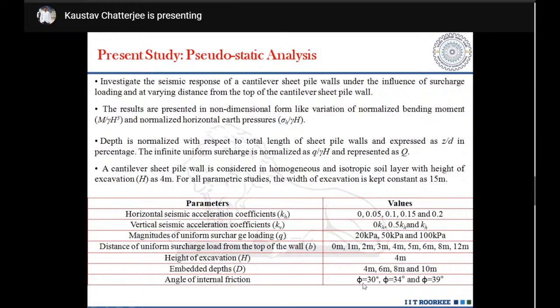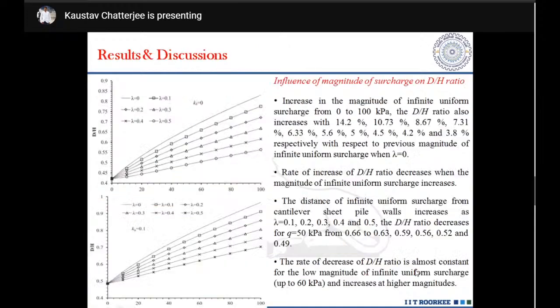This is the angle of internal friction, that is 30, 34, 39 degrees, signifying loose sand, medium sand, and dense sand. And we have varied the distance of the uniform surcharge from the top of the wall, from 0 meter, which represents the surcharge loading placed directly on the wall top, to 12 meters, meaning far away from the top. Okay, this is what we have done. Now we have studied the influence of the magnitude of surcharge on these D by H ratios.